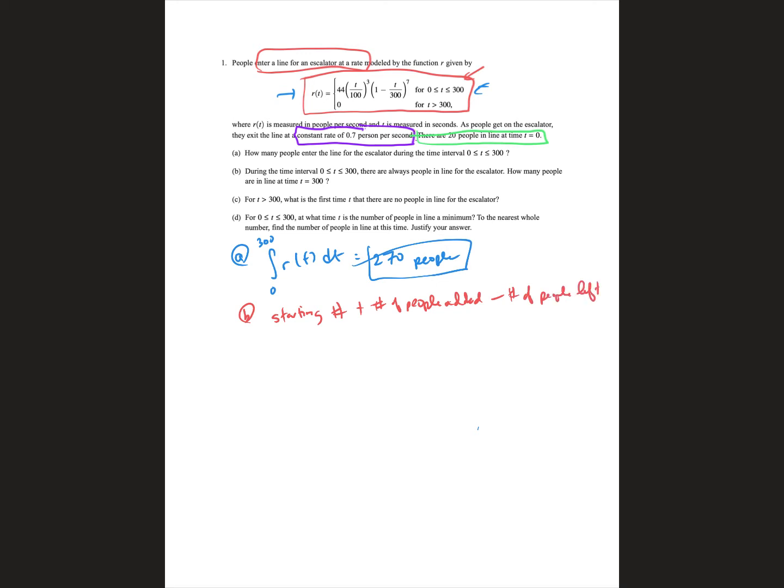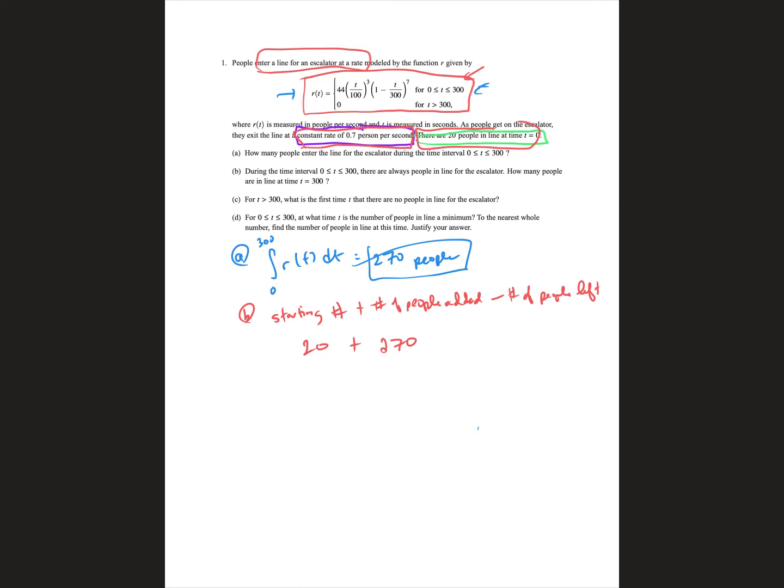Now, the starting number we're given in the problem. There are 20 people in the line to start. The number of people added will be the integral from 0 to 300 of the entering rate. But we've already done that. We did that in part A. That was 270. And then minus the number of people left, there's that rate that we were given of people leaving, constant rate of 0.7 persons per second.